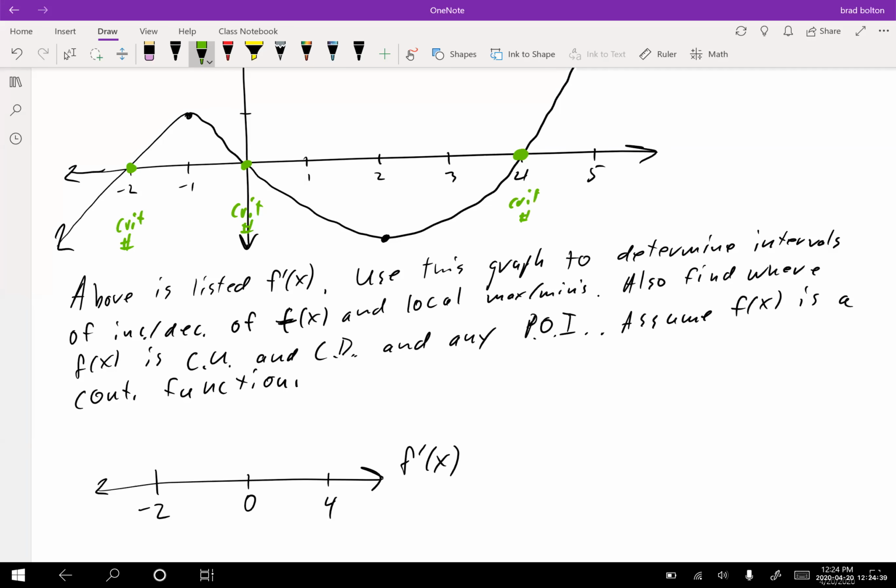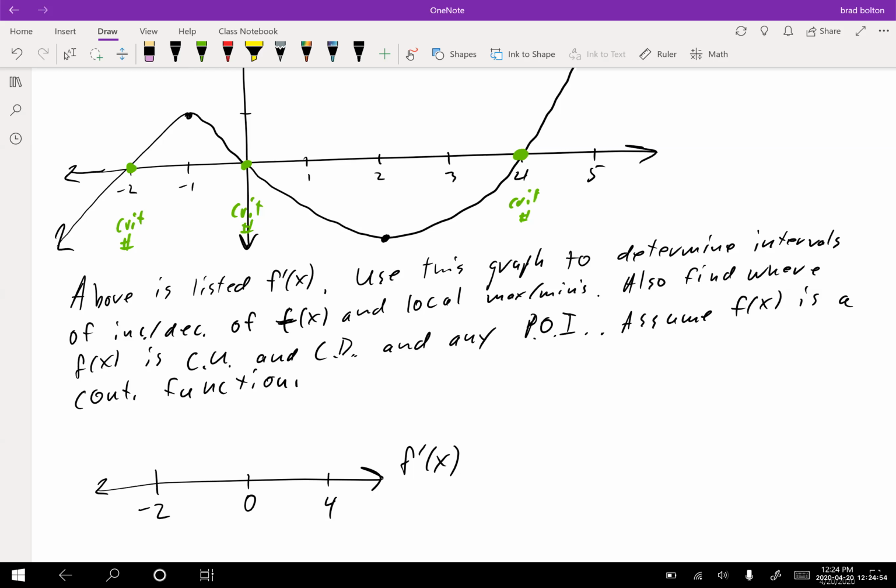Right? Because that's when the first derivative is 0, okay? Some people would have said it was right here and right here because that's a local min and max, but that's a local min and max of the first derivative, not of the original function. So we'll talk about that later.